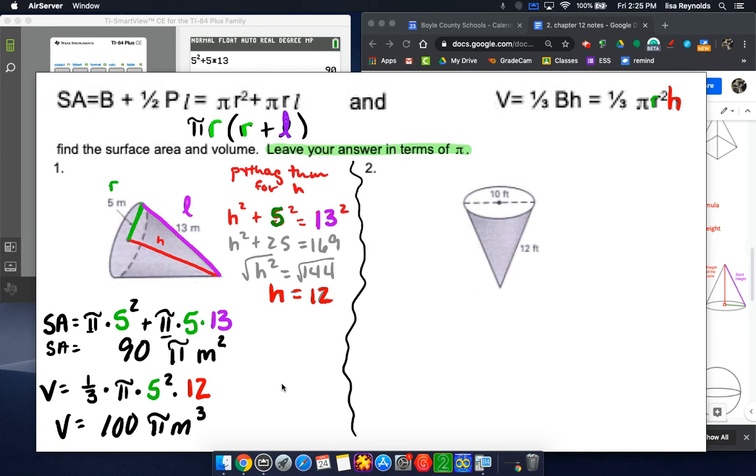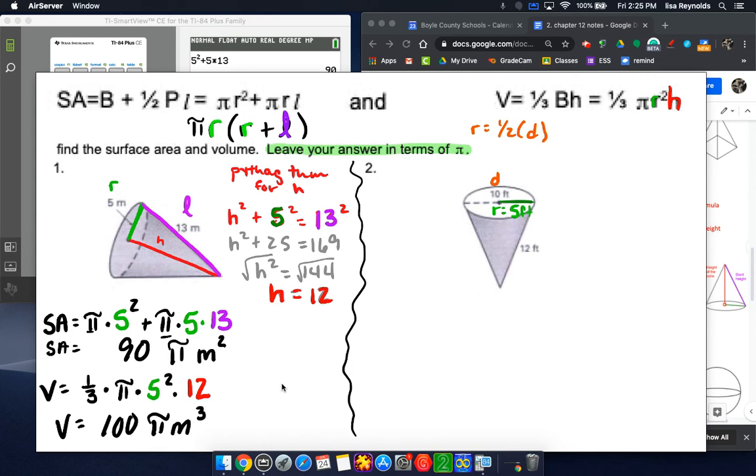Okay. Second example. Once again, we're going to leave everything in terms of pi, so no numbers in for pi. We need to know the radius, the slant height, and the height. So this time, when we go to look for the radius, it only goes halfway across the circle. So that means for this particular problem, this 10 is the diameter. We need to remember that the radius is half of the diameter. So our radius is going to be 5 feet.